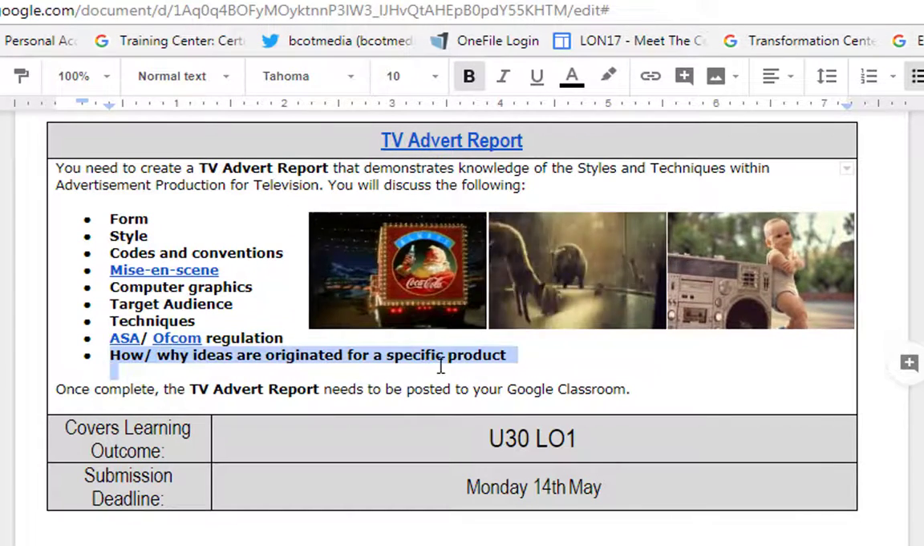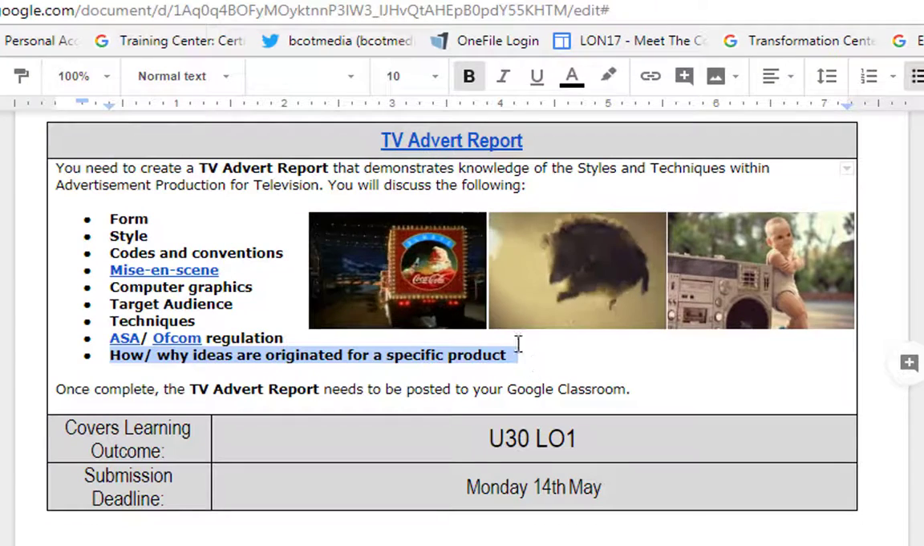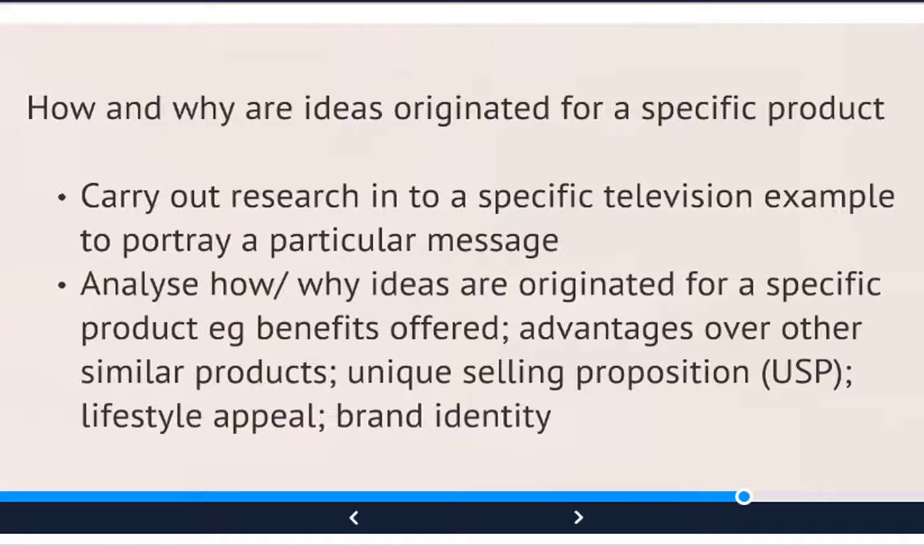The last bullet point is how and why ideas are originated for a specific product. So here, focus on one advert and carry out research into it. Analyse how and why ideas were originated for that specific product in terms of the benefits it offered, in terms of advantages over similar sort of products, USP, brand identity. Why were the ideas in that TV advert created and crafted and manipulated and edited and refined and repeated for that specific product? A bit of research is needed for that last bit there.